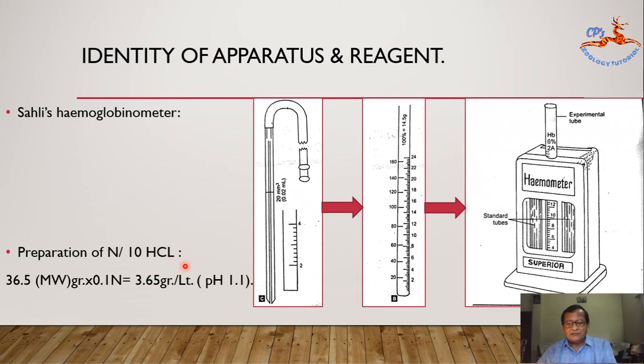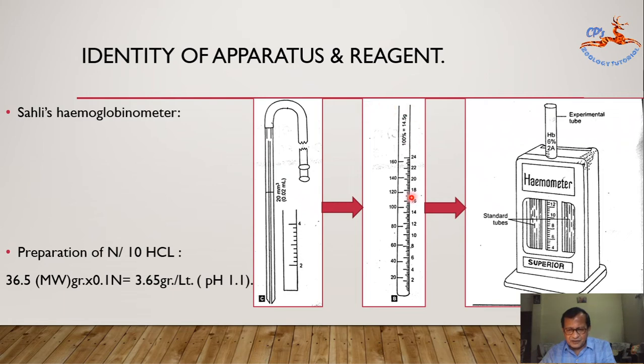Okay. Now let us see the experimental instrument. This is the SAHLI'S hemoglobinometer. It has a plastic body, which is brown in color. Body color is black, fitted with white ground glass at the back side for good visual expression. There is a slit in which the experimental tube can be introduced. On both sides there is a standard tube of brown prism.